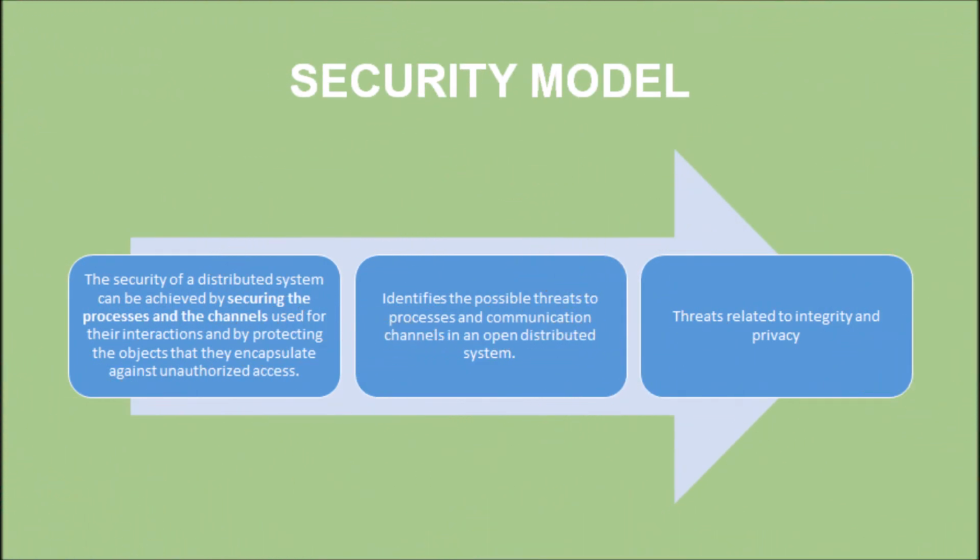Security model. The security of a distributed system can be achieved by securing the processes and the channels used for their interaction and by protecting the objects that they encapsulate against unauthorized access. It also identifies the possible threats to processes and communication channels in an open distributed system.